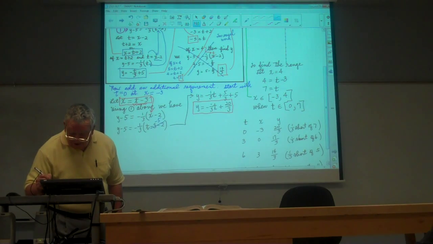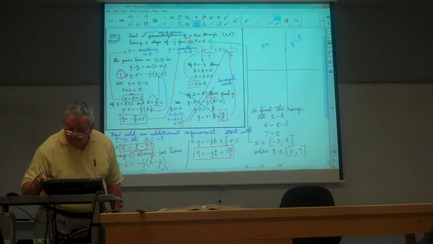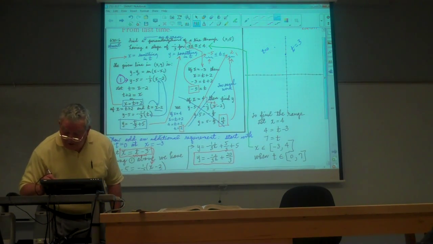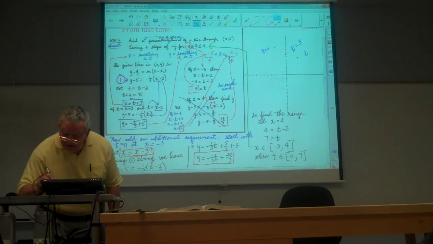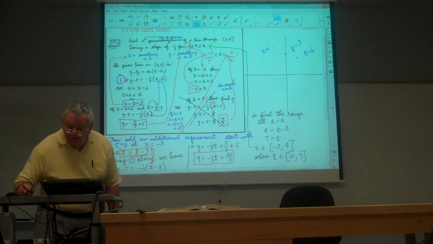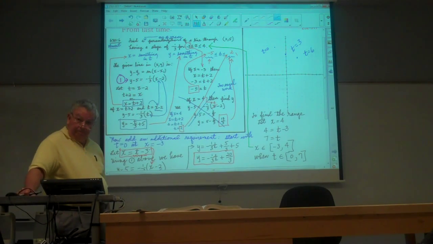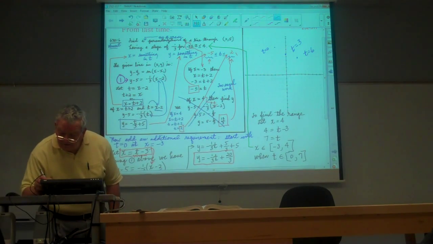Now, t equals 6 is 3, 14/3: 1, 2, 3; 1, 2, 3, 4, 5. Right about there. And this is t equals 6. Everybody agree? Okay.